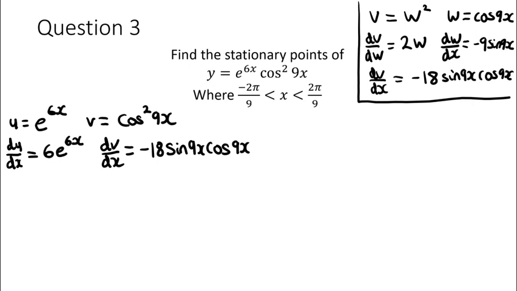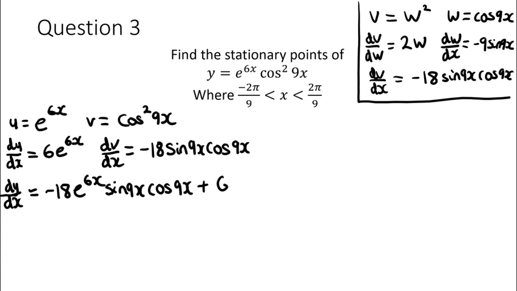So now I need to find what dy by dx is. So we're going to times u and dv by dx together. I'm using the product rule, remember here. Let's get minus 18 e to the 6x sine 9x cos 9x. And I add on the product of du by dx and v together. So timesing du by dx and v together, I get 6e to the 6x cos squared 9x.